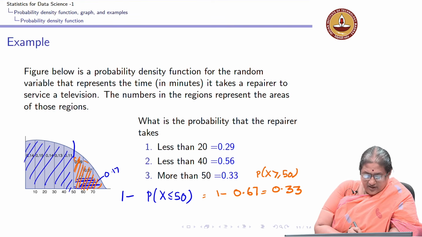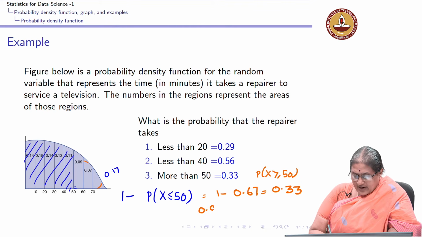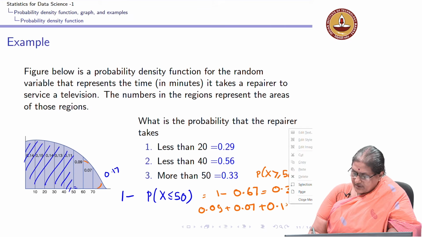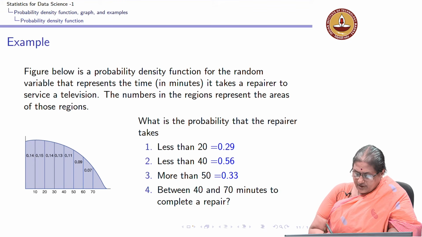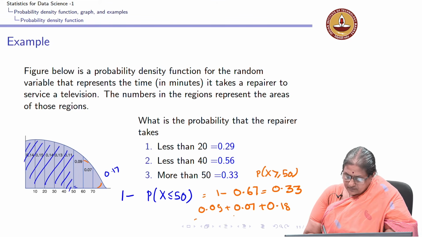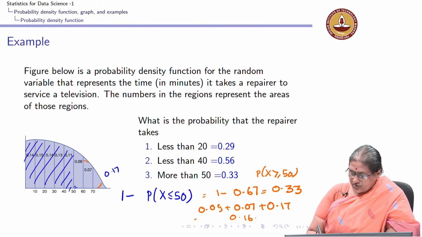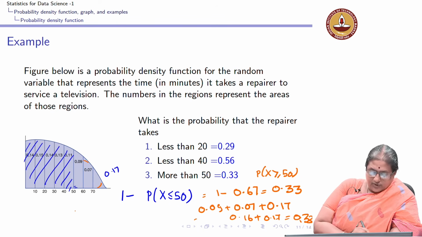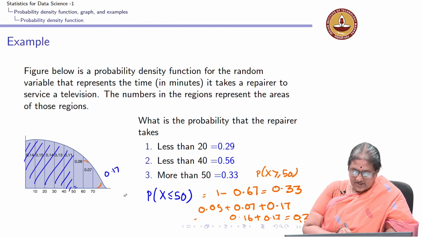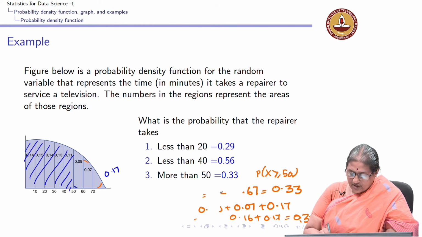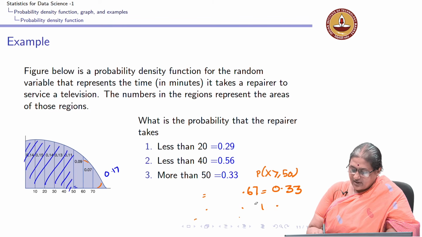The other way I can find out is probability x is greater than or equal to 50 is going to be 0.09 plus 0.07 plus 0.18, which is going to be 0.33. Sorry, 0.17, which is going to be 0.16 plus 0.17, which is 0.33. Both are going to be the same. So, the chance that the repairer will take more than 50 minutes is about 0.33.